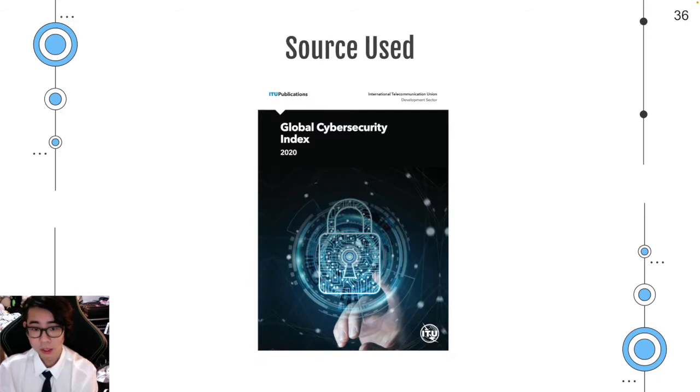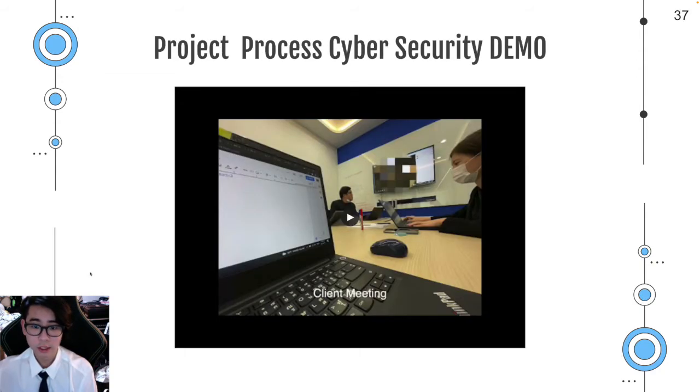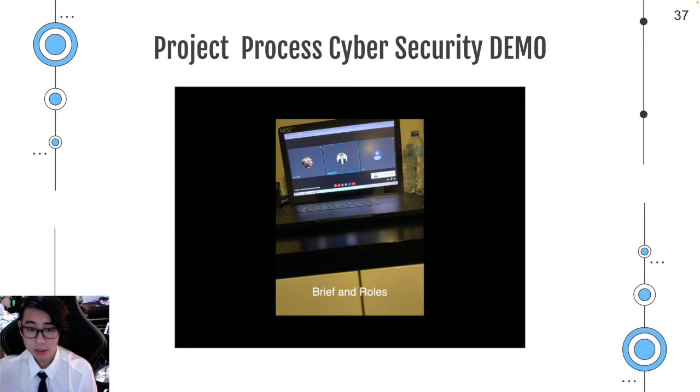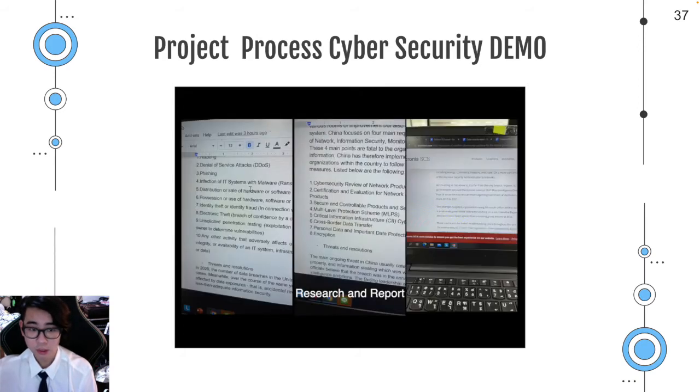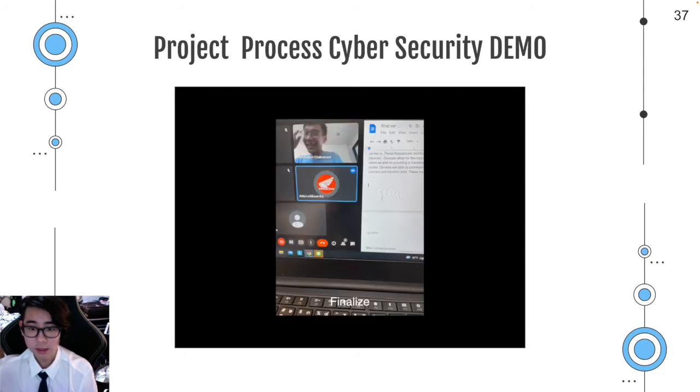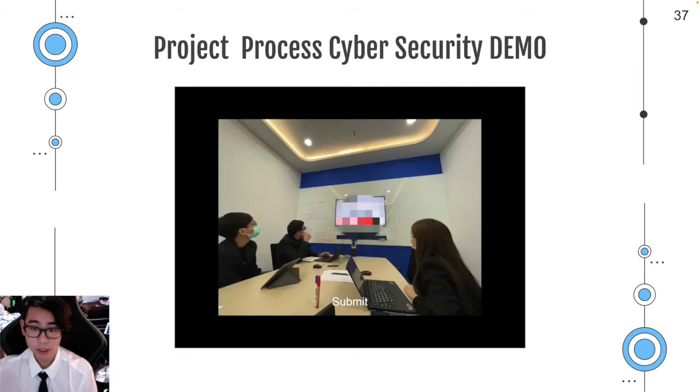This is a source used during the time of performing the technological project. I used the GCI ITU, which is the Global Cybersecurity Index from the International Telecommunication Union. So we have the cybersecurity demo here. First, let's go over the client meeting, and then the brief and the roles. After that, we have the research and report. These are snippets, and then we finalize with the whole team through Zoom, and then we submit to the client.